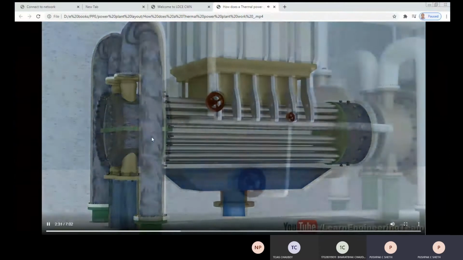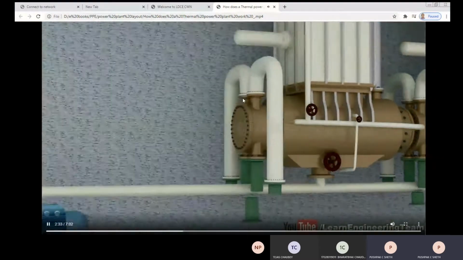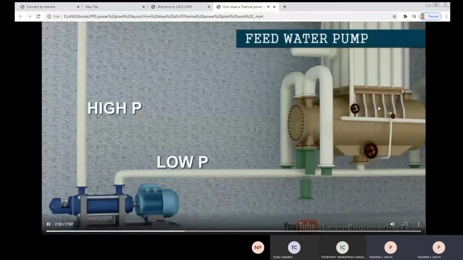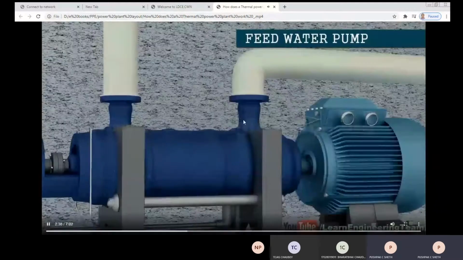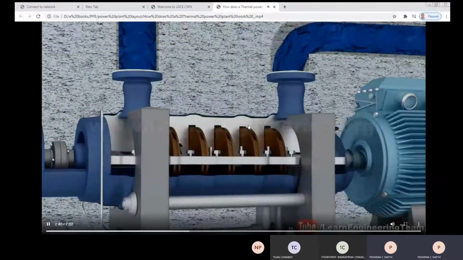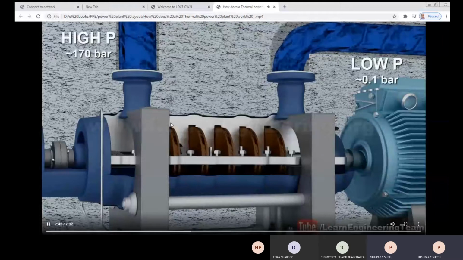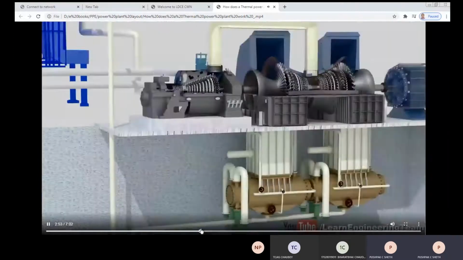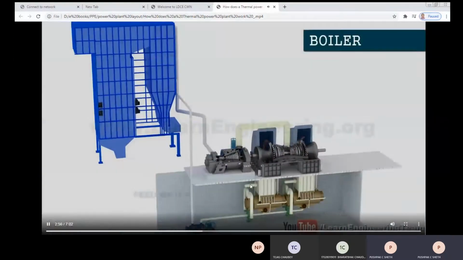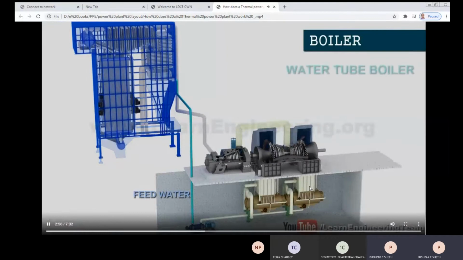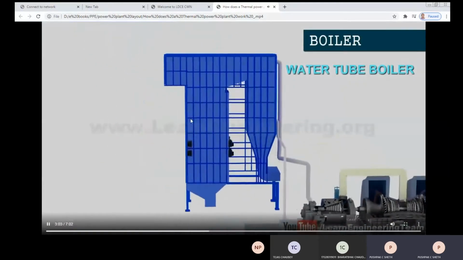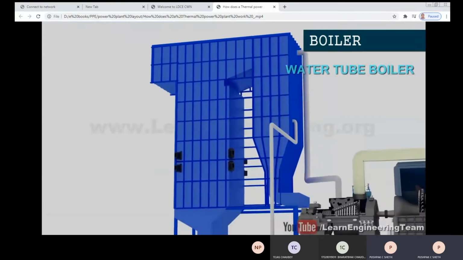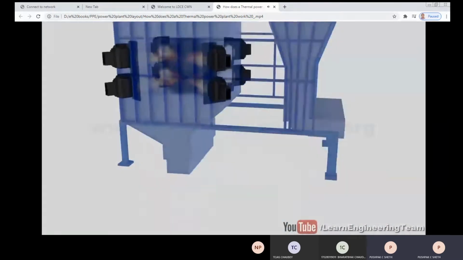The cooling water will pass across that, and that cooling water in turn will be getting heated, and that steam is converted into water, and that water is supplied to the boiler again with the help of the feed water pump. Okay, and that heated water is supplied to the cooling tower, right? So water is supplied to the water tube boiler. That is basically, in our case, a high pressure boiler.